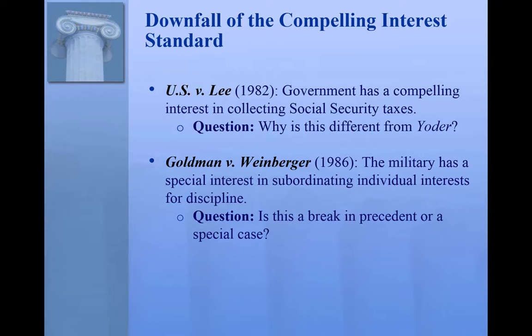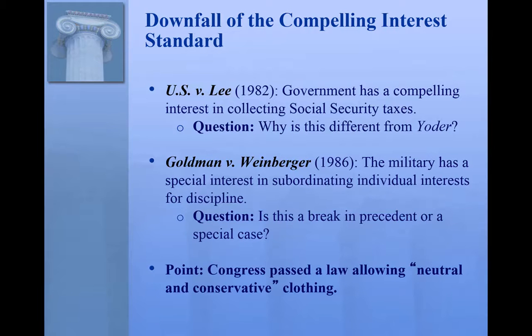So is this a break in precedent or a special case? We're not sure, but it sure seems like more and more the court is finding reasons to uphold the government regulation against the free exercise. Yeah, so the point is that Congress has passed a law allowing neutral and conservative clothing, and the Supreme Court has upheld this neutral law even though it burdens religious exercise.